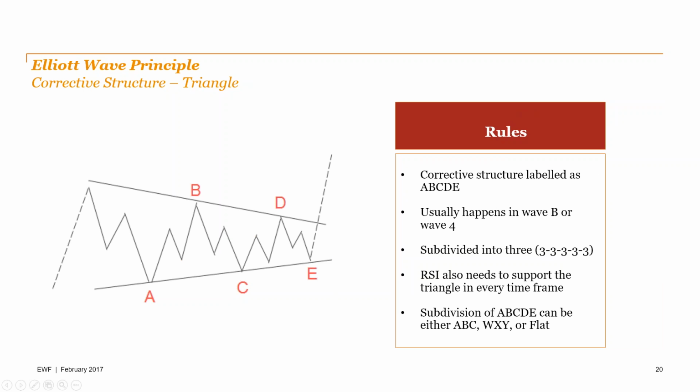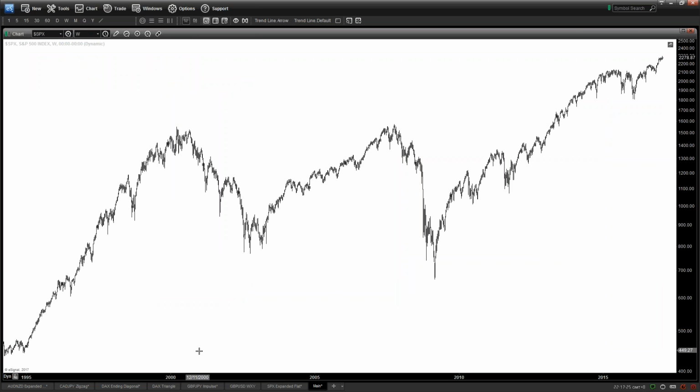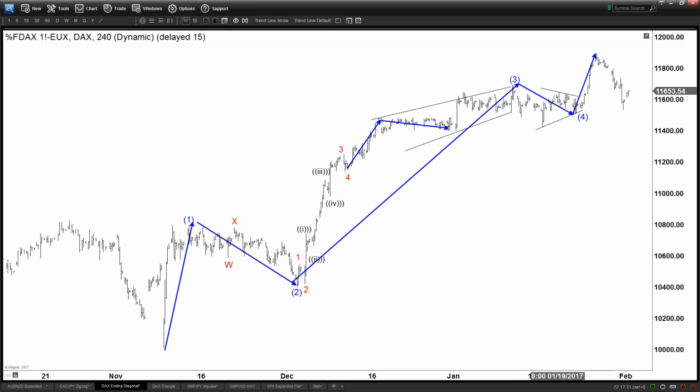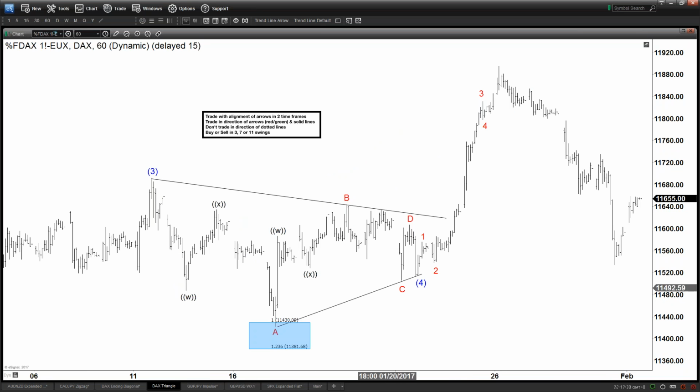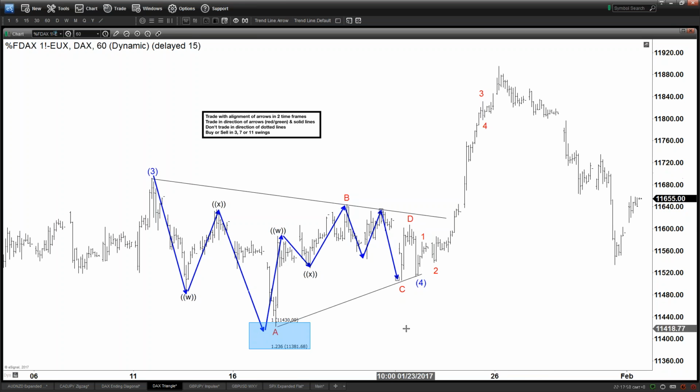Okay, so now let's take a look here at an example of a triangle. Now we took a look earlier at the DAX. You notice here wave 4 is a triangle. Now if I go to the lower time frame, this is the wave 4 in the DAX. Okay, so you notice here wave A is in 3 waves, wave B is in 3 waves, wave C is in 3 waves, and so on. Right? So A, B, C, D, E. And then we got the wave 5. So usually after a triangle, especially in the wave 4, we have a terminal thrust on the upside. So we got another impulse up to finish the wave 5 in the DAX.